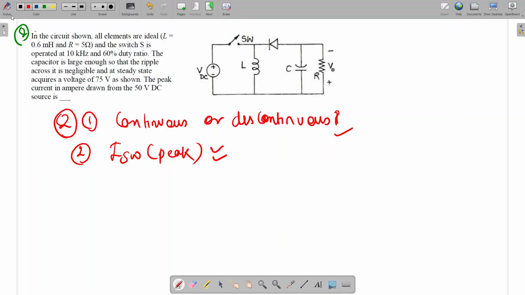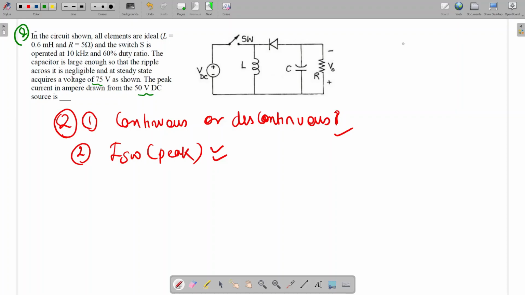Here a buck boost converter is given, and the L value is given as 0.6 millihenry and R is 5 ohm, operating at 10 kilohertz frequency, and the duty of the switch is 0.6. Here the output voltage is constant at 75 volt, and the input is 50 volt.